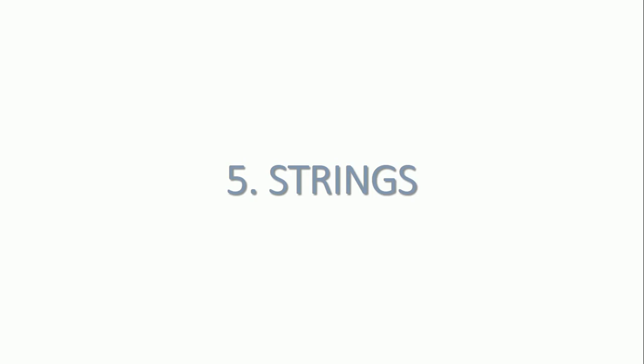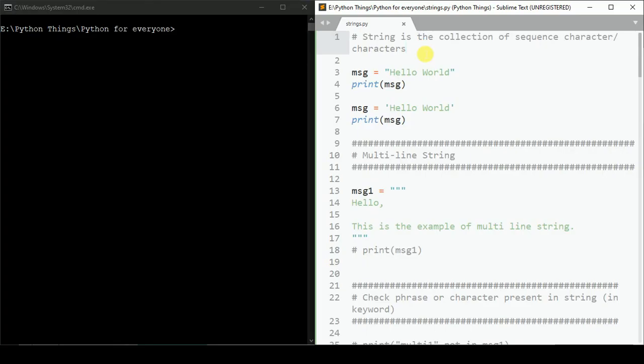So let's start. What is a string? A string is a collection of a sequence of characters. Means if it is a single character, just H, then it is also a string. If it is a complete phrase, a complete paragraph, it is also a string. So there are many ways to define a string.